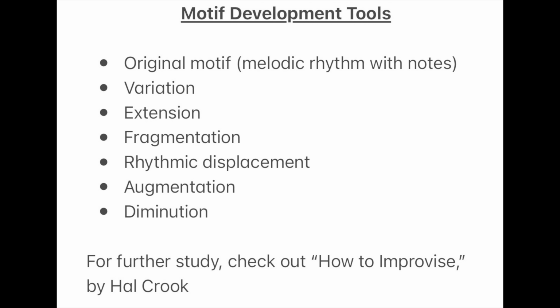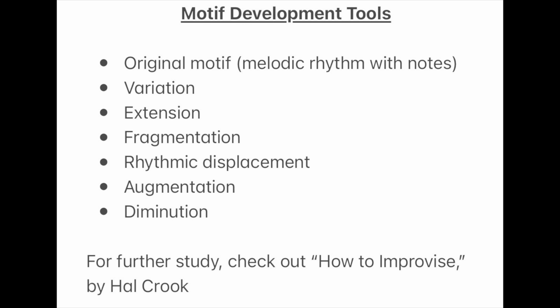Generally speaking, the tools I use to develop motifs include the following. The original motif, which I derive by taking a melodic rhythm and putting notes to it. Variation of the original motif, meaning same notes, different rhythm, or same rhythm, different notes. Extension, which means adding notes to either the original motif or a fragment thereof. Fragmentation, using a part of the motif.